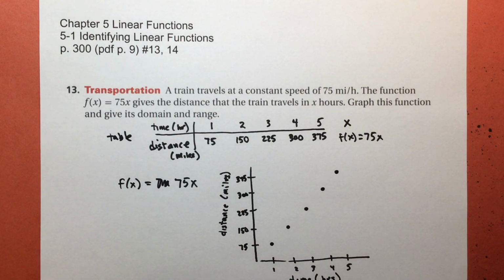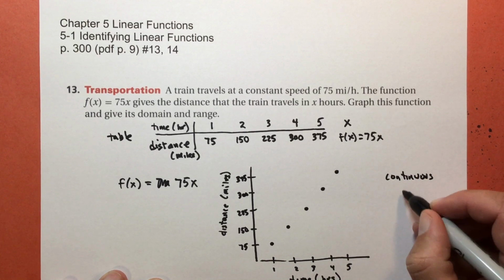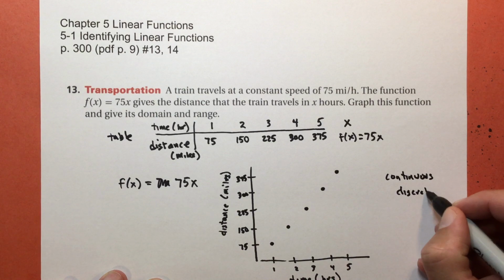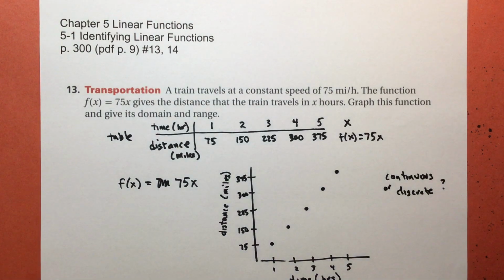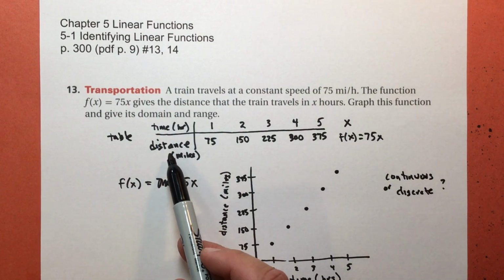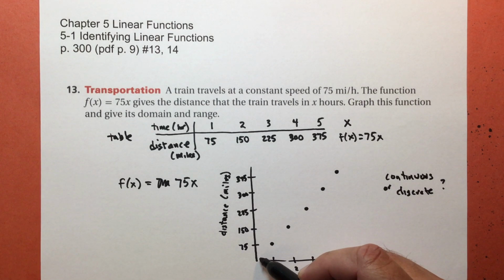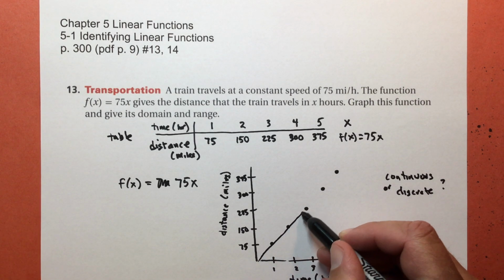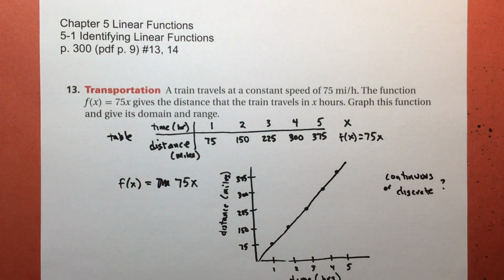The next thing is, is this continuous or discrete? And the answer is it's going to be continuous, because both time and measuring distances, neither one of them have a smallest measurement. So there's always a measurement in between. So we can go ahead and draw a line between those points. And that's what the graph is going to look like.